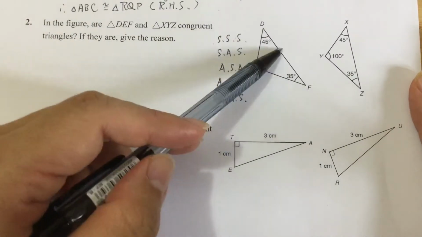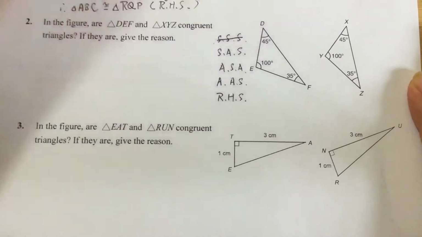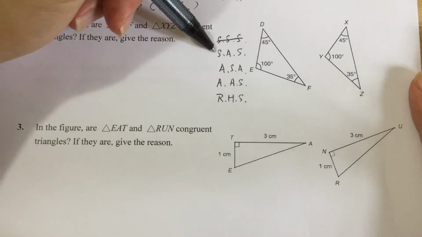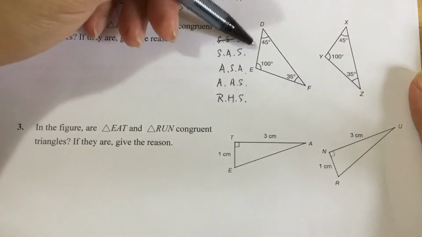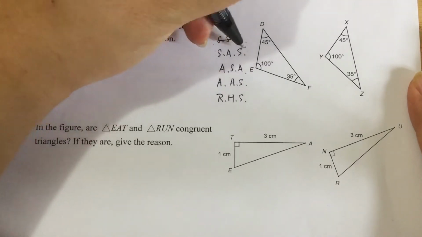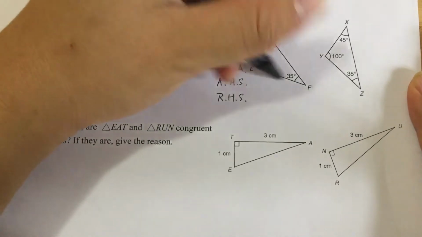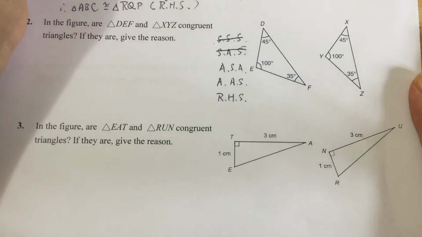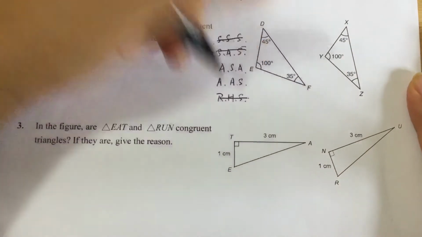Because we only have 3 angles, we will not use SSS. And for SAS, that means we do not have any side here, so we cannot use SAS once again. Because among these 3 angles, none of them is a right angle, so RHS we cannot use once again.